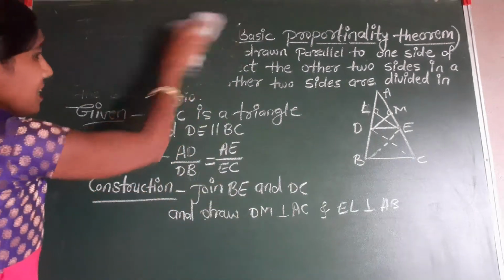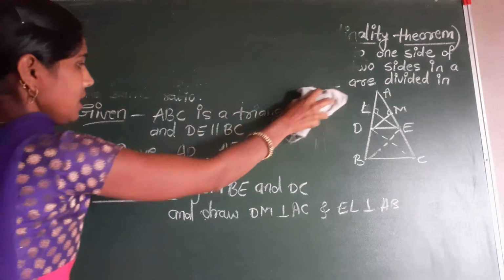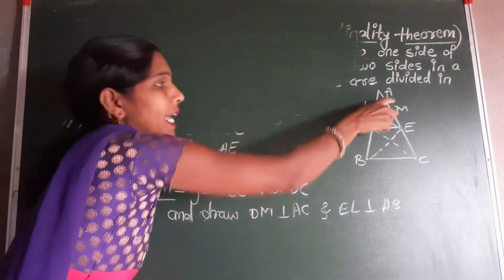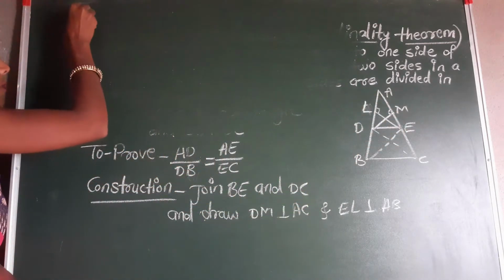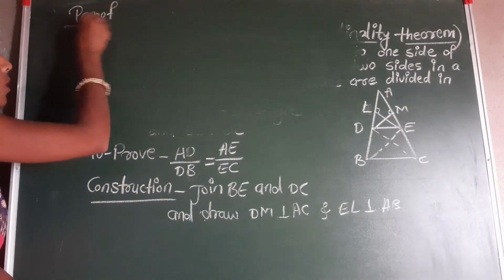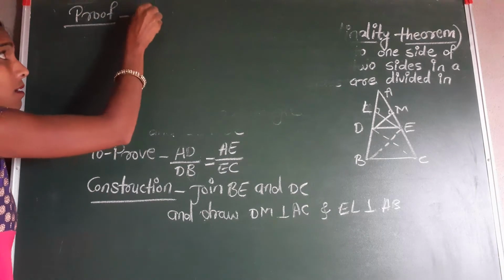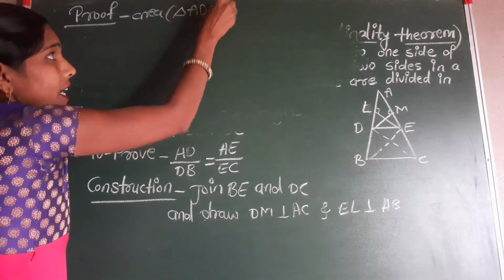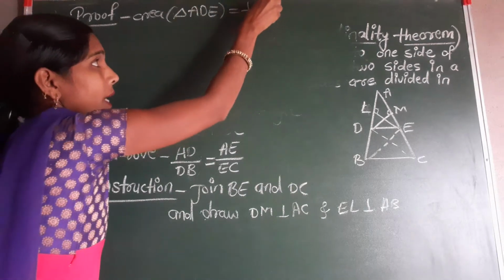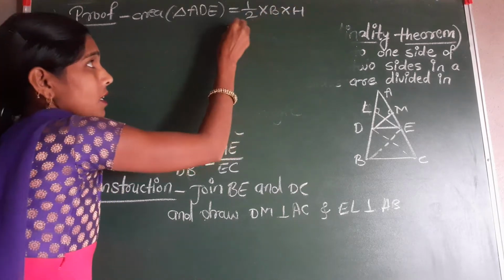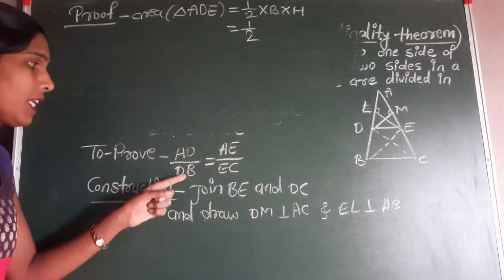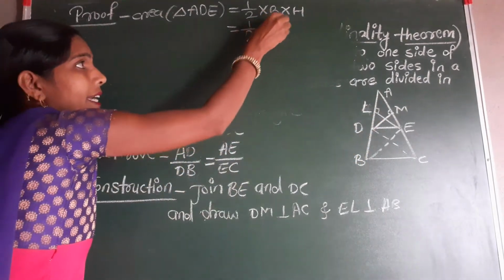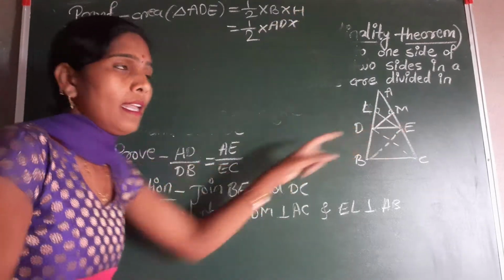Next, I will draw this. What we need here? First one, AD. So which triangle we have to take? ADE. Proof. Area of triangle ADE. Area of triangle formula we know, 1/2 base into height. Here the base is what we need, that only we have to write here. Base is AD and height is EL.